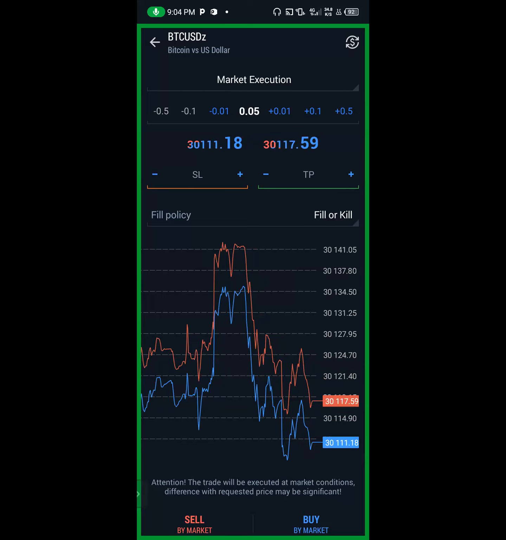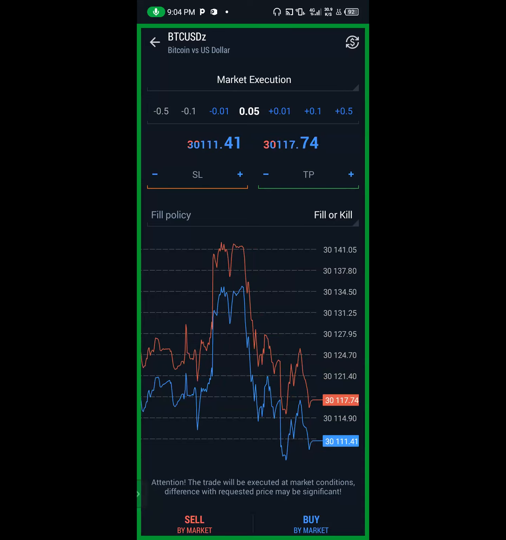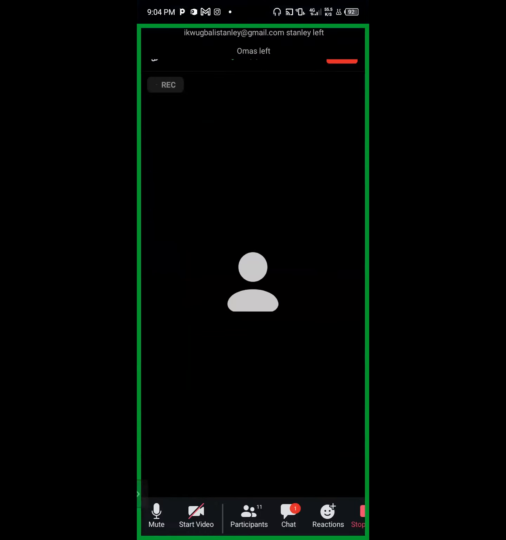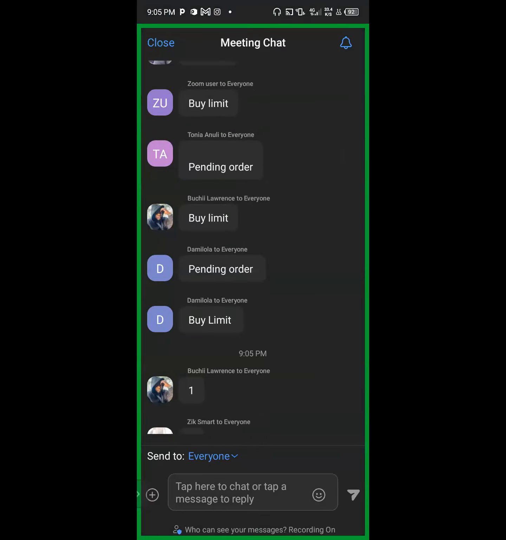Hope you understand. If you understand, put a 1 in the chat box, please. If you understand what I just explained, put a 1 in the chat box. We are talking about buy stop now. So buy stop is when you are making an order based on a later price, a future higher price.